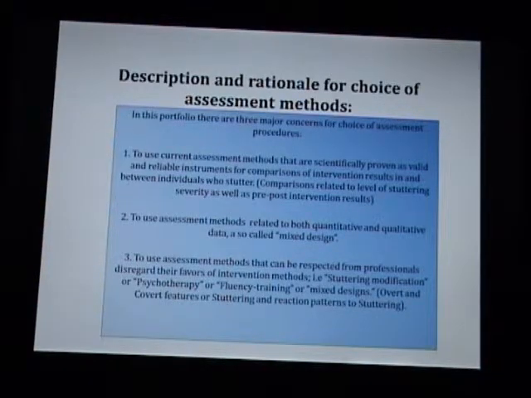Description and rationale for choice of assessment methods. In this portfolio, there are 3 major concerns for choice of assessment procedures. 1. To use current assessment methods that are scientifically proven as valid and reliable instruments for comparisons of intervention results in and between individuals who stutter. Comparisons related to level of stuttering severity as well as pre-post intervention results.